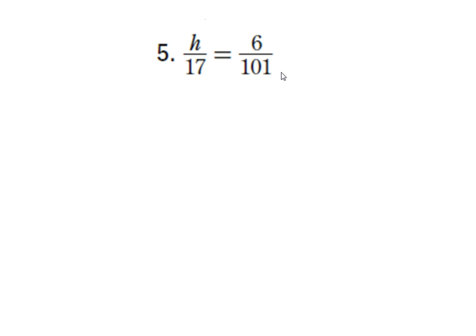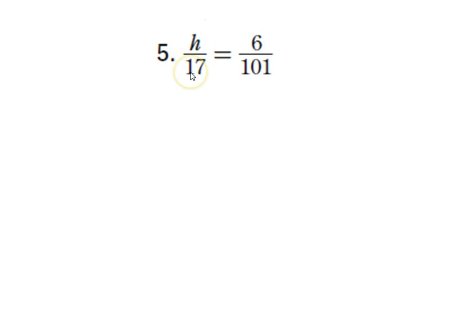There are many ways that we can solve proportions. However, the most efficient way in most cases is by using what the book calls the means extremes property, or what other people call cross multiplication. This is a very quick way to solve a proportion, and cross multiplying is pretty much exactly what it sounds like. We're going to multiply across: we're going to take 17 and multiply it by 6, and then take h and multiply it by 101.